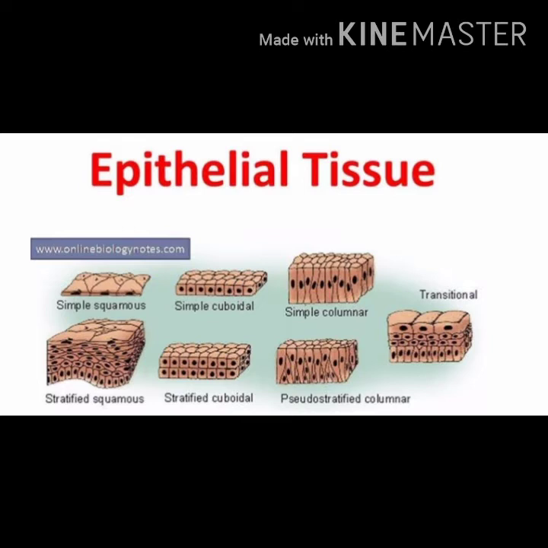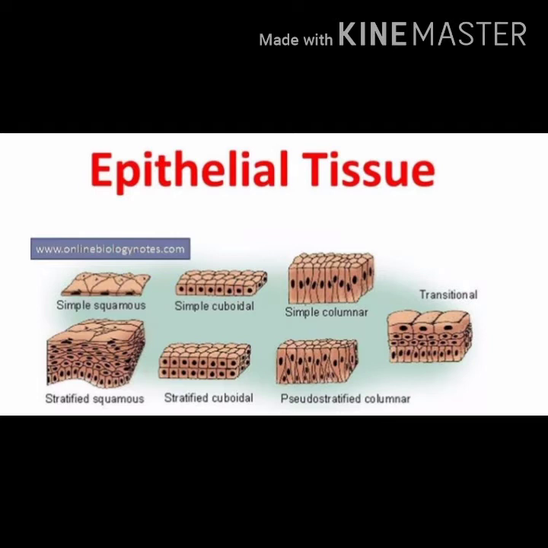Not only the outer surface, but also the inner cavities of the body, such as those of the stomach, intestine, gallbladder, etc. All these inner body organs are also lined by this epithelial tissue. Being epithelial tissue, its main function is protection. It can protect the underlying cells from drying, injury, and also infections. Protection is the main function of this epithelial tissue.